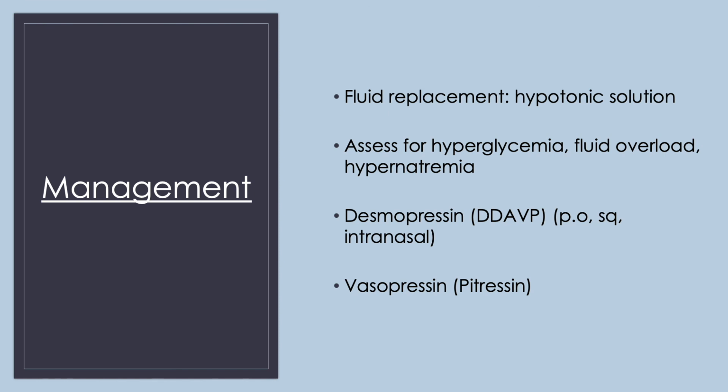Now, desmopressin is a synthetic analog of ADH, meaning it promotes antidiuretic properties, okay? So this is the drug of choice in patients with diabetes insipidus. Lastly, vasopressin, also called pitressin, and this is less expensive than the desmopressin.